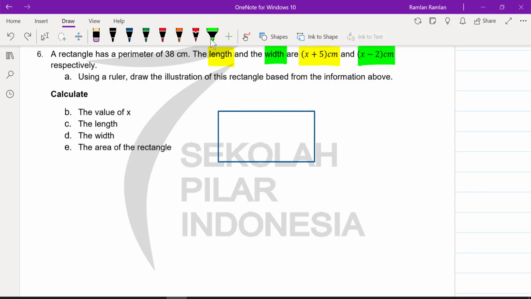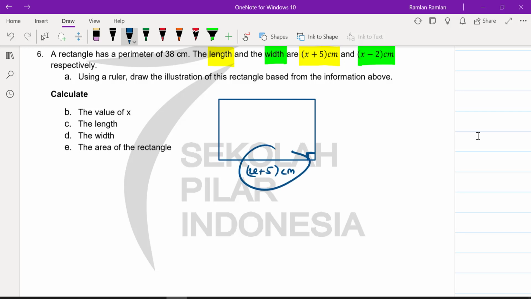In here, we're gonna just draw a rectangle like this one, and then we're going to write down what we know from the question. Just make sure that this is a 90-degree angle, right? And then the length, let's say the length is this one over here, so this is going to be x plus 5 centimeters, right? So if this is the length, then this is going to be the width. Let's write down, because we know that the width is this one, x minus 2 centimeters. Okay, so that is for question A.